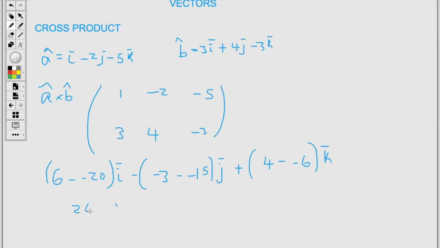So this would be plus 26i, because 6 plus 20 is 26. This would be plus again, so I have -3 plus 15, but there's a minus outside, so we have minus 12j, and then negative times negative is positive, so we have 4 plus 6, and that gives us 10k. And this is the vector for the cross product of what we have above.